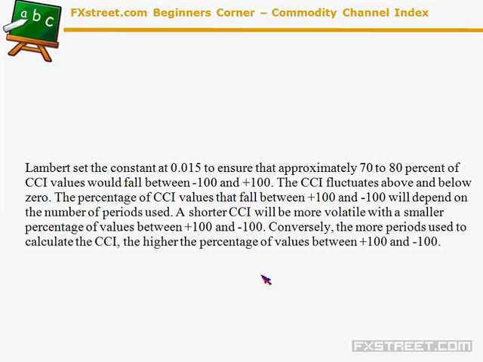with a smaller percentage of values between plus 100 and minus 100. The number of values that will be trapped will not be 70 to 80%, but probably around 50%. And on the contrary, if we increase the period under analysis of the simple moving average and the typical price to anything above 50, the higher percentage of values will be between plus 100 and minus 100. I would say above 90%. So that means a shorter CCI gives us more signals, a larger CCI will give us fewer signals.